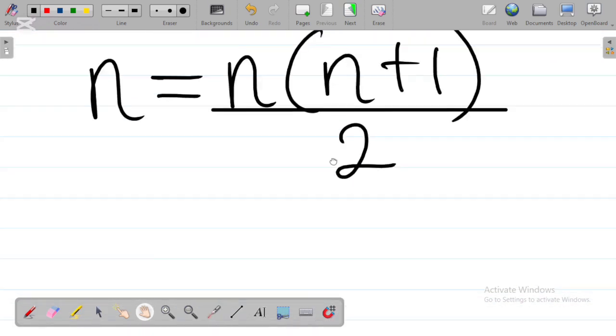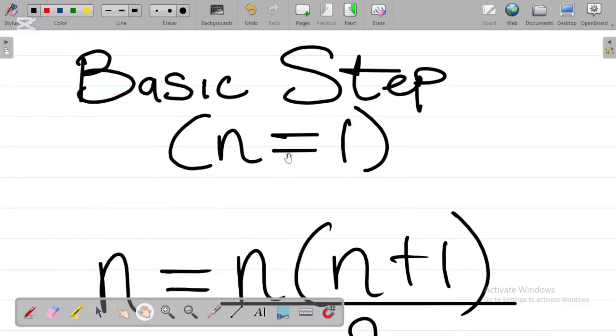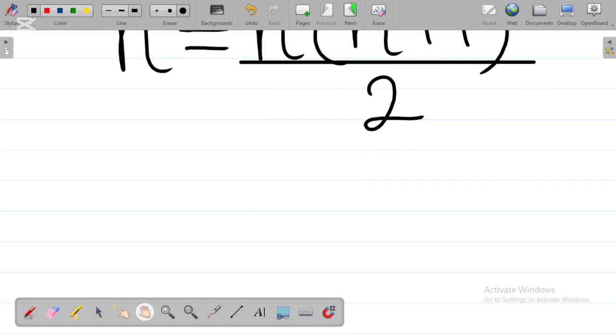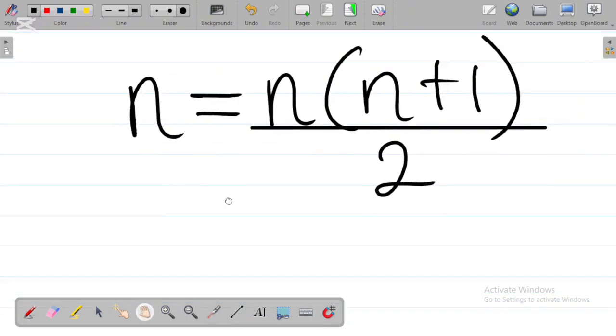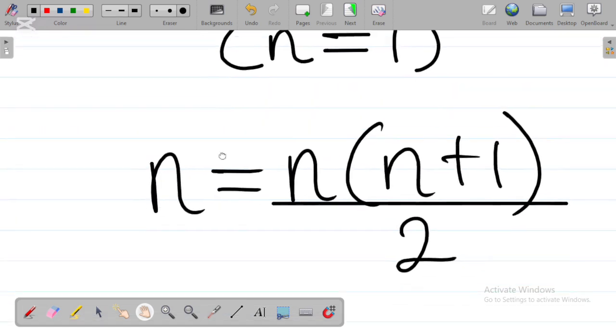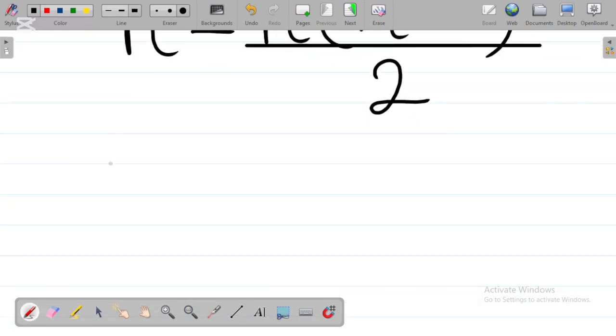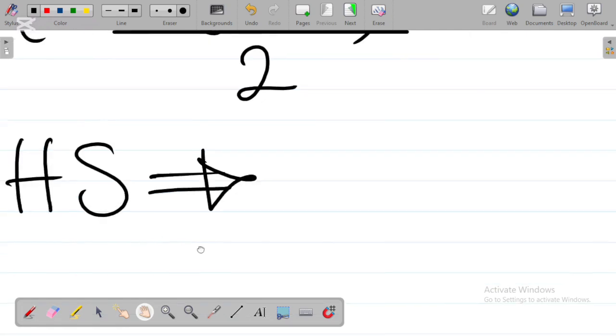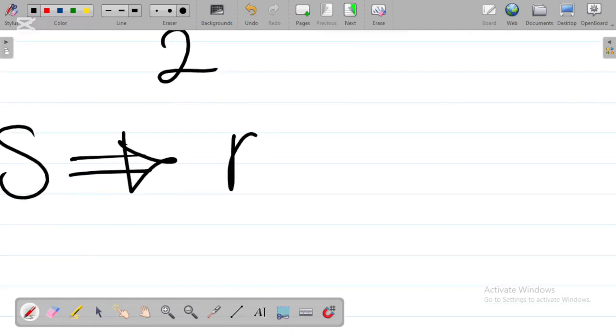So for the basic step, we will have to substitute n as 1. If we substitute n as 1, let's consider the left hand side. For the left hand side, we only have n here. So if we substitute n as 1, we will have 1. That's for the left hand side.